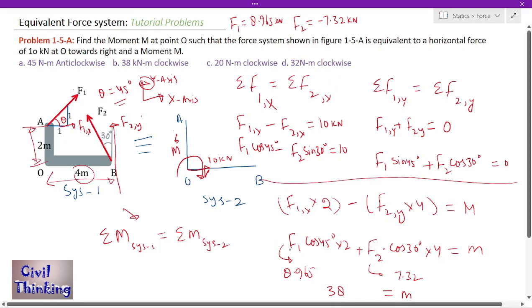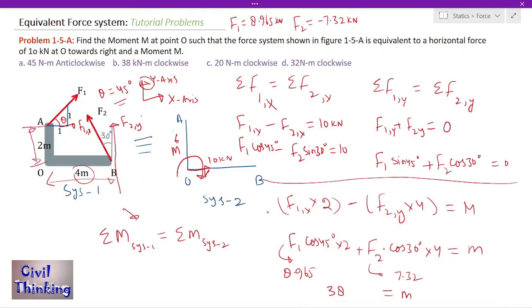Now F1 is the force. F1 is in kilonewton, because you see this is 10 kilonewton, and we found the value of F1 and F2 by putting the value 10 kilonewton, so F1 is in kilonewton. Now 2 is what? 2 was distance and the distance is in meter, right? Kilonewton meter. So 38 kilonewton meter is the unit. It is equal to M. So we find the value of M: M is 38 kilonewton meter.